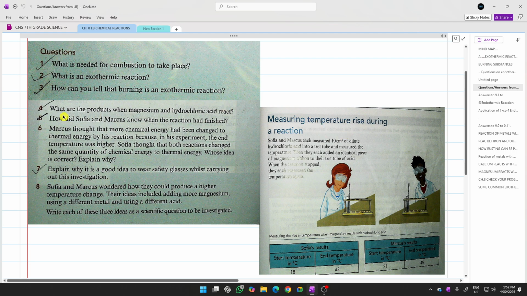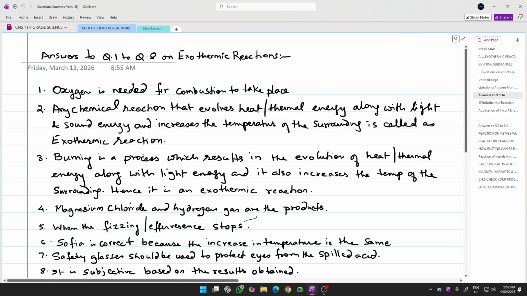It says, what are the products when magnesium and hydrochloric acid react? Okay, now this I started in today's lecture only. And the answer will be magnesium chloride. I told you about the salt and hydrogen being formed when a metal and an acid reacts. Okay, so in this case it is magnesium, which is the metal, and hydrochloric acid, which is the acid that they have taken. So the product will be magnesium chloride and hydrogen gas. These are the products of this particular reaction. Okay, so that was the answer to question number 4.